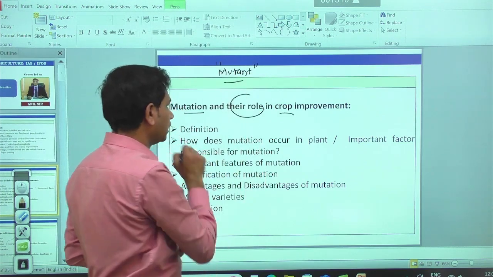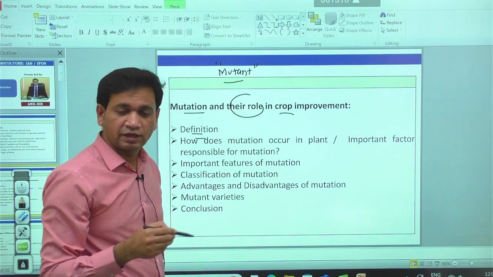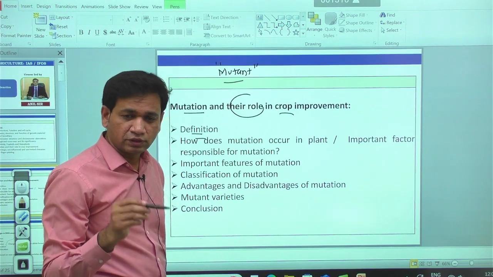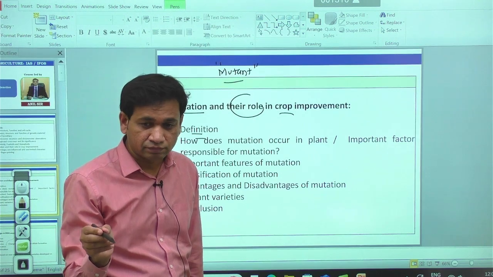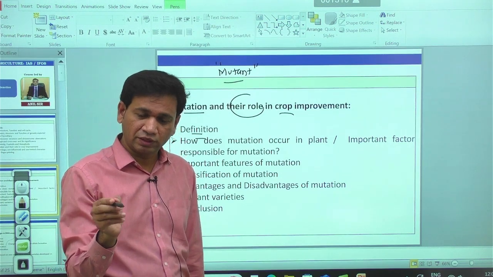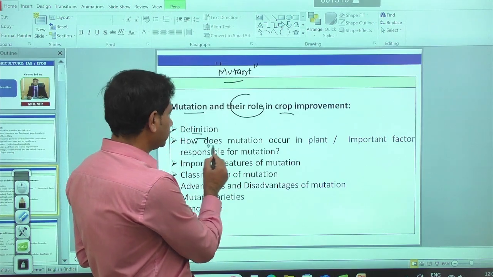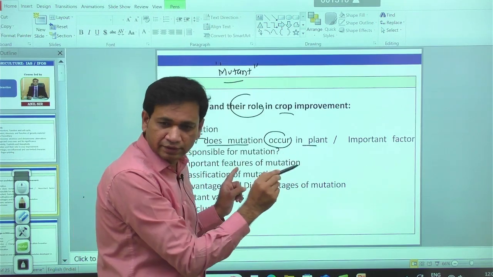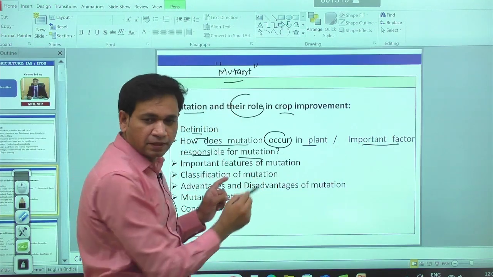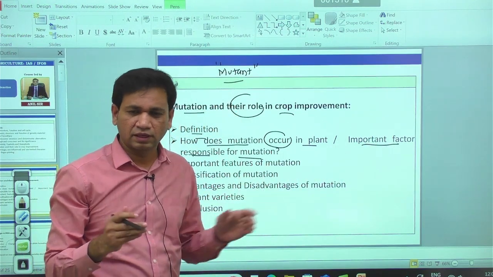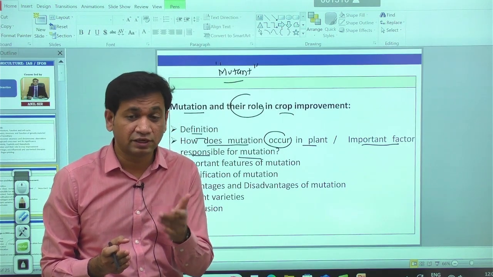Right. So here we will be discussing the definition. It is certain heritable changes in the given DNA sequence. After the changes, will the resultant phenotype be the same or different? Different. The phenotype will be totally different from the parent. Then how does mutation occur in the plant? These are also called important factors responsible for mutation. We have biotic and abiotic factors which collectively can lead to changes in the DNA.